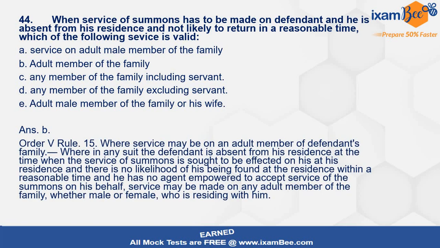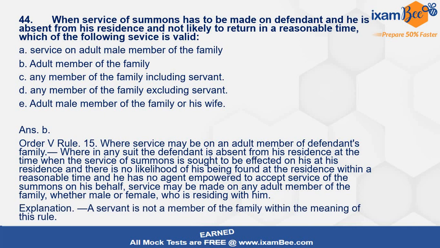Order 5 Rule 15 exclusively talks about it, that service can be made on any adult member of the defendant's family, and the servant is not included, that is there in the explanation clause. But why have we not picked the option "any member of the family excluding servant" here? Because the word adult is not there. If the word adult had been there in option D, we would have chosen option D.